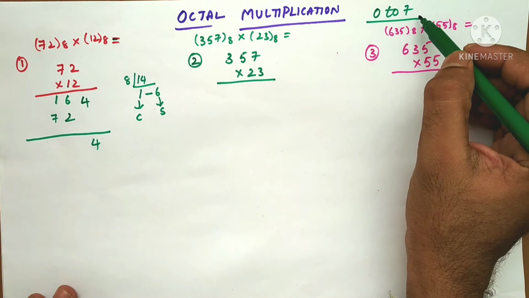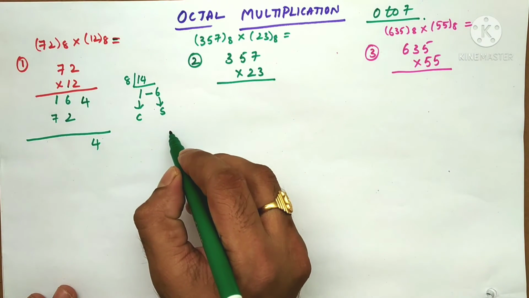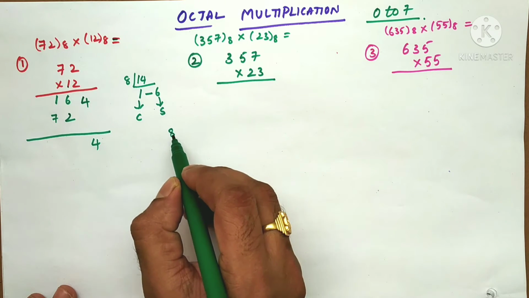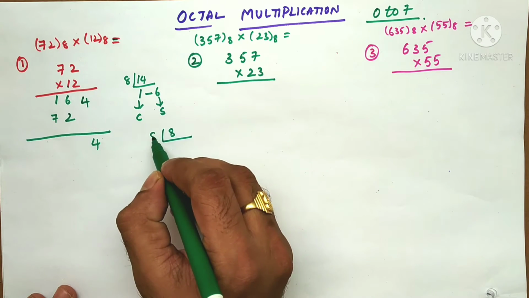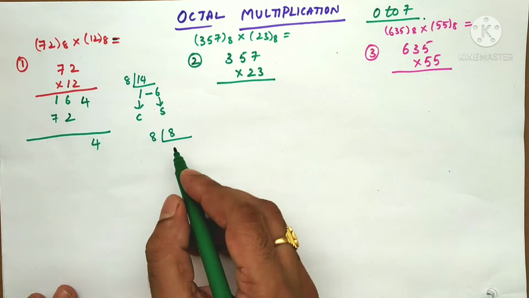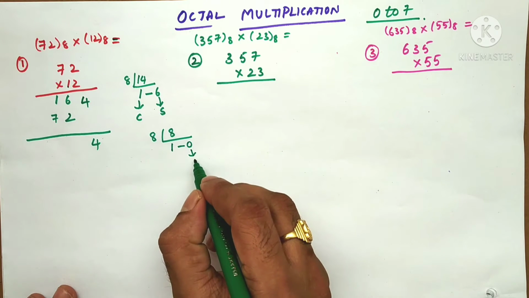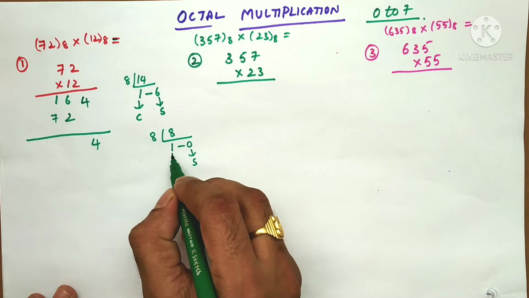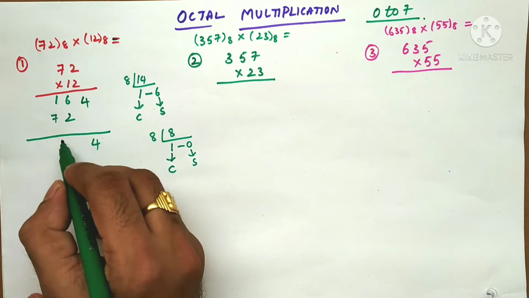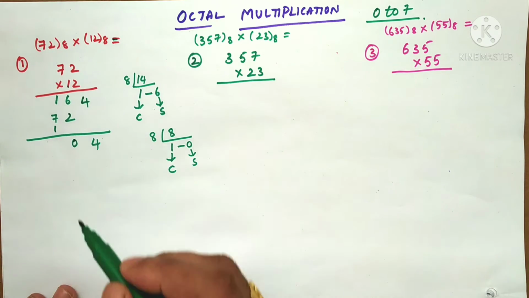Again 8 is not an octal number. So we have to convert 8 into octal number by dividing by 8. So 8 ones are 8. Remainder is 0. So 0 is sum and 1 is carry.